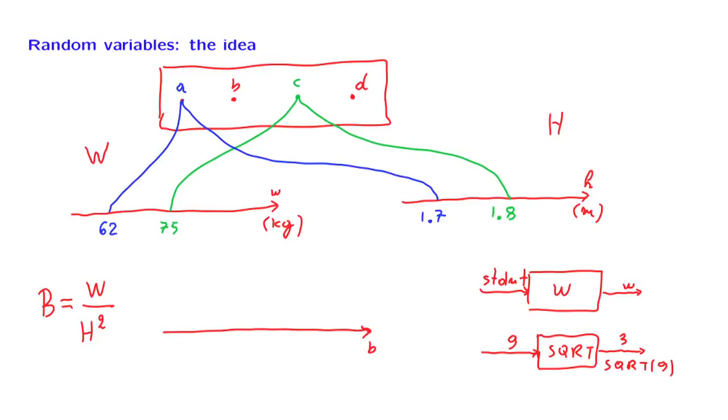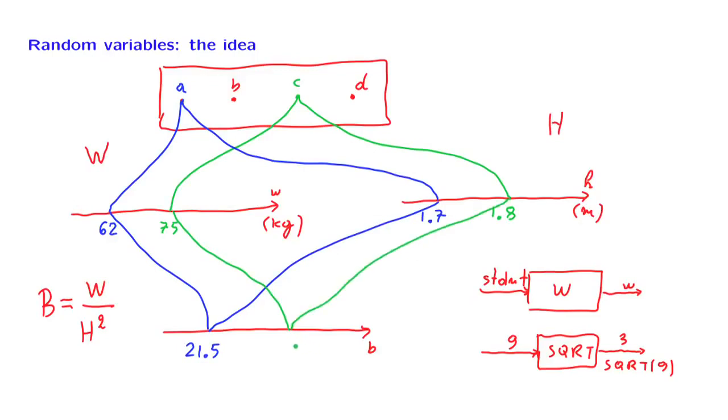Well, because once an outcome of the experiment is determined, suppose that the outcome of the experiment was the blue student, then these two numbers, 62 and 1.7, are also determined. And using those numbers, we can carry out this calculation and find the body mass index of that particular student, which in this case would be 21.5. Or if it happened that this student was selected, then the body mass index would turn out to be some other number. In this case, it would be 23.